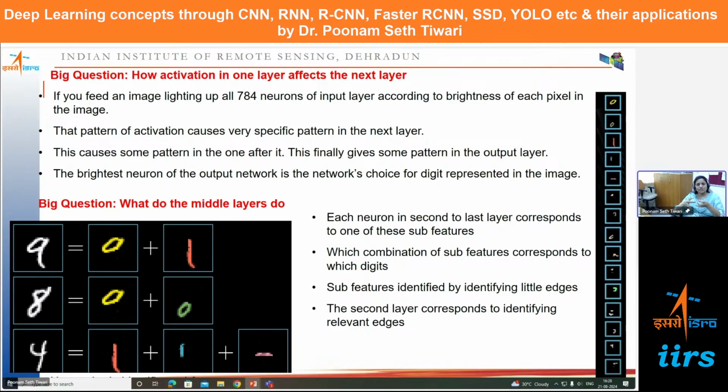Now, which combination of sub features is lit up tells me which neuron would be lit up in the output layer. So how are sub features made? By identifying the small edges. The first layer starts extracting edges. The second layer further improves those edges, and so on.